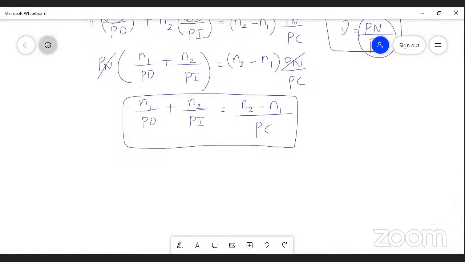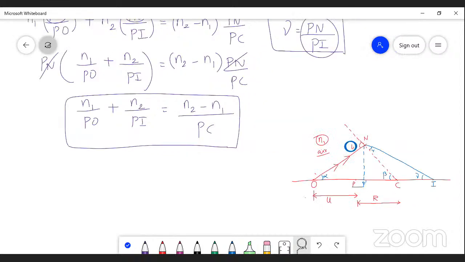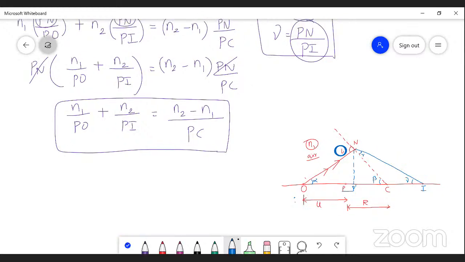I want to measure the PO value and PI value. See this. What is PO? See the diagram. PO is nothing but the object distance.